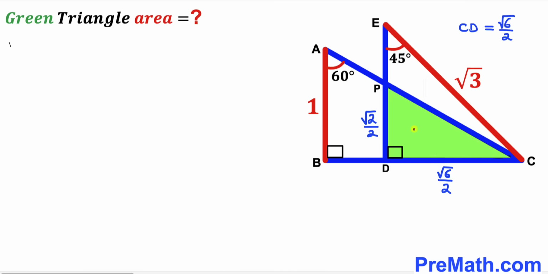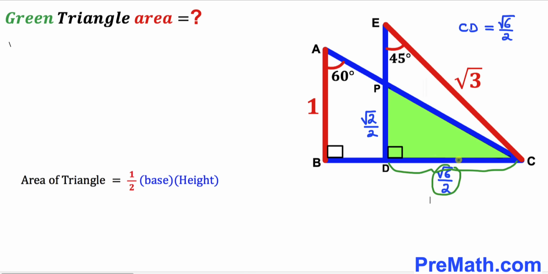And here's our final step. Now we are going to calculate the area of this green shaded triangle CDP. And now let's recall the area of a triangle formula once again. Area is always equal to a half times base times the height of the triangle. And in our case, the base of this green shaded triangle is square root of 6 divided by 2, whereas the height is square root of 2 divided by 2.